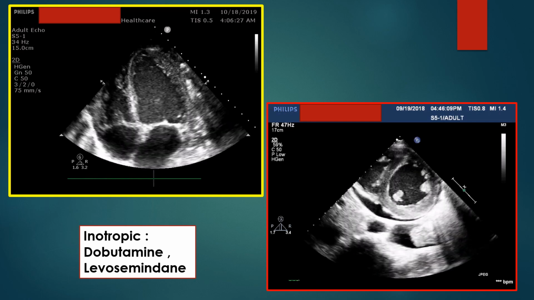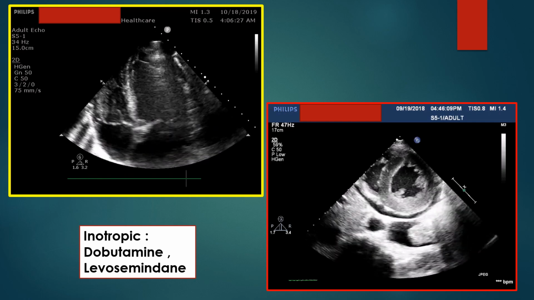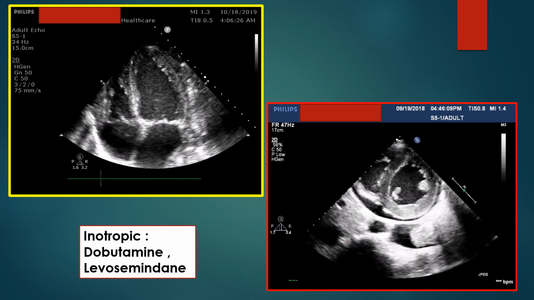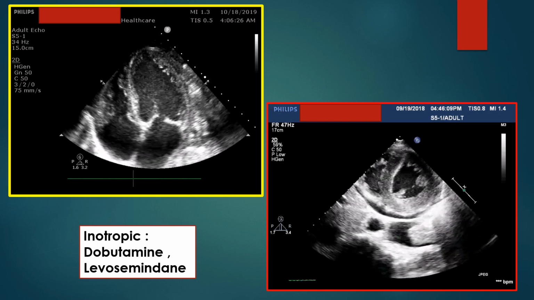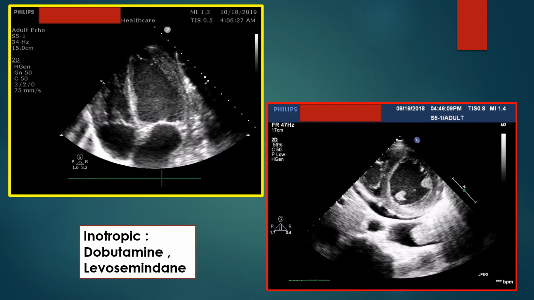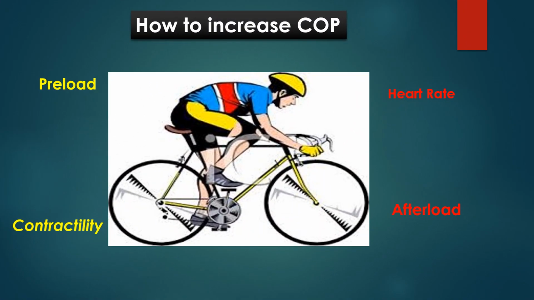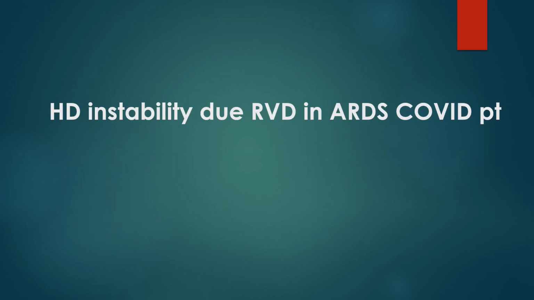Why? Because with the use of levophed or norepinephrine or epinephrine or vasopressin or terlipressin or whatever pressin you're going to use, you increase the afterload for the failing LV, and this will compromise the left ventricle. To increase the cardiac output, you have to take care of these four parameters involved in the cardiac output: afterload reduction, preload optimization, increasing the inotropicity by using inotropic drugs, and sometimes if there is bradycardia, you have to increase the heart rate.